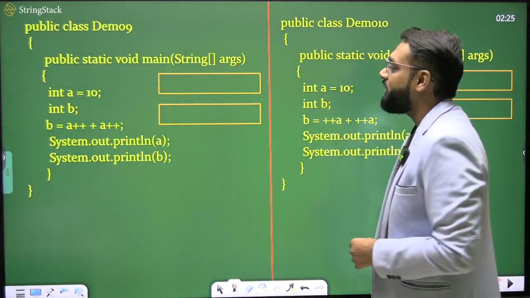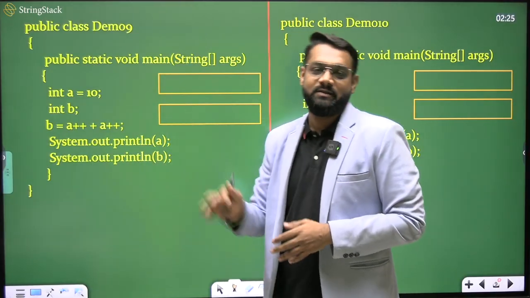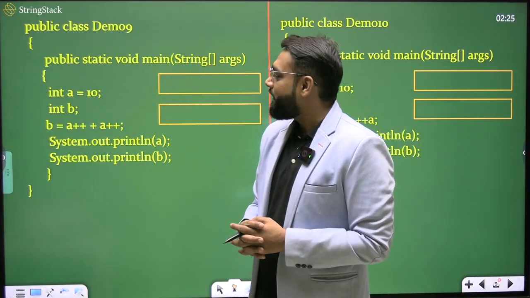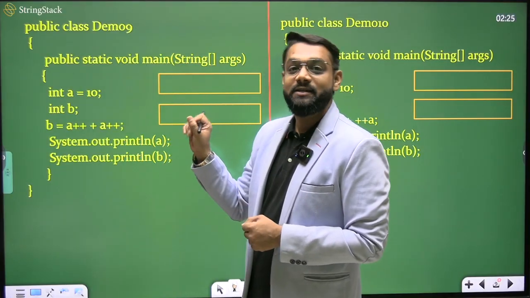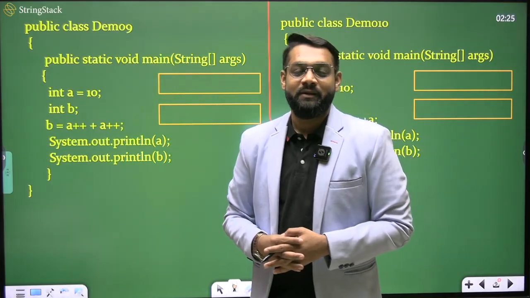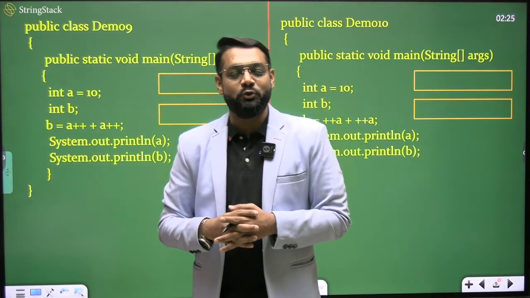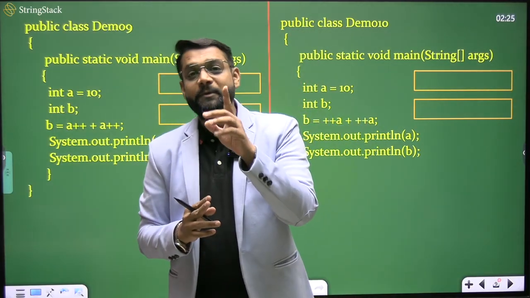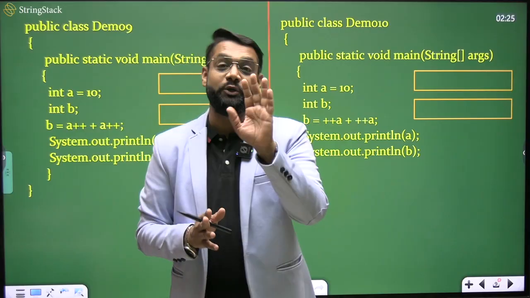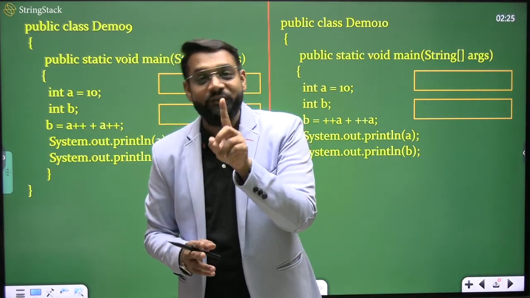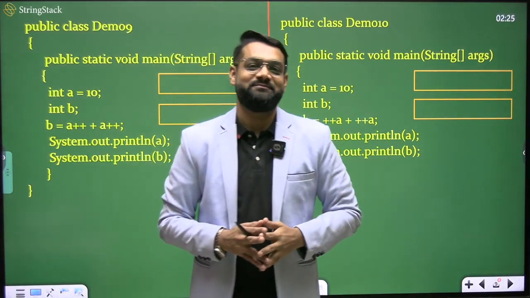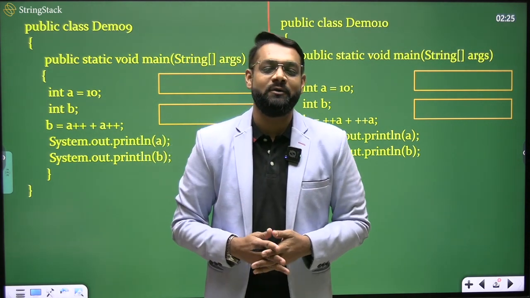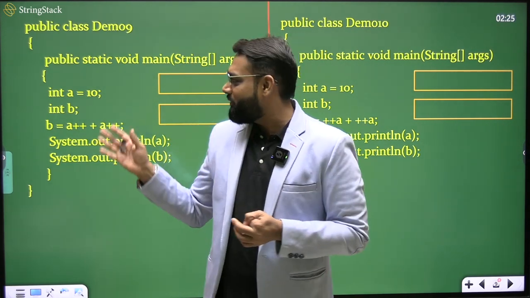First, have a look at the first example, means the 9th example. int a = 10, int b = a++ + a++. If I give time to you to do, I can maybe assure 50% of the students who are watching here will do it correct. But the other 50% will do it wrong. If you want, you can try. Pause the video and try for at least 30-40 seconds. Try to get the answer for this.